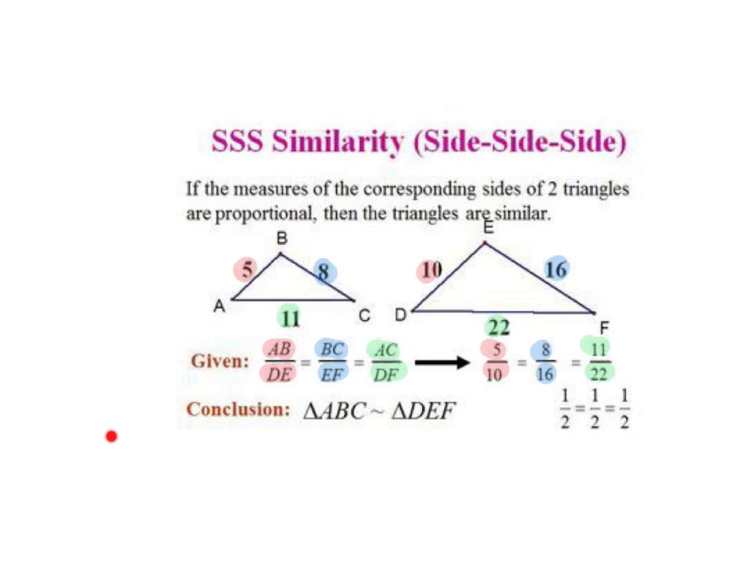Our third similarity postulate is side-side-side. If we look at this, we have marked off in pink here the 5 to the 10, which is 1/2, and then 8 to 16, which is 1/2, and then 11 to 22, which is 1/2. And so then we can say that triangle ABC, and notice how when we go ABC, if the coloring helps you, notice how I went from pink to blue to green. Then over here this would be similar to DEF.